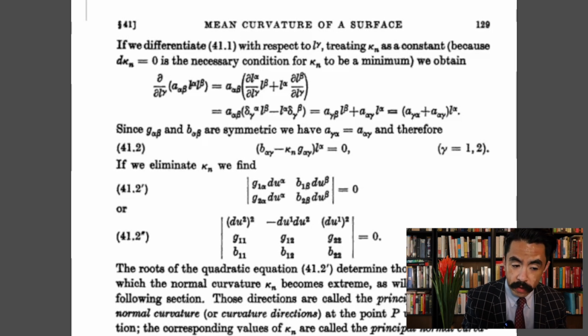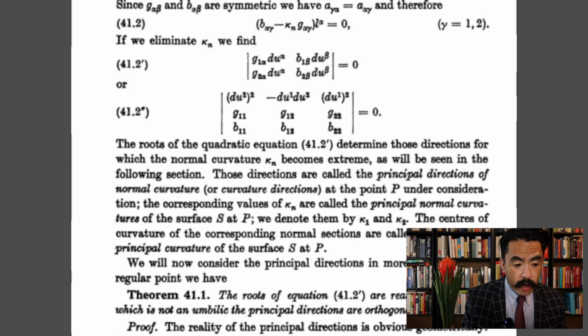Or we have now a 3 by 3 determinant where in the first column we have (du^2)², g_11, and b_11. In the second column we have −du^1 du^2, g_12, and b_12. And in the third column finally we have (du^1)², g_22, and b_22. And this entire determinant is also equal to 0. The roots of the quadratic equation given by resolving this determinant determine those directions for which the normal curvature κ_n becomes extreme, as will be seen in the following section.